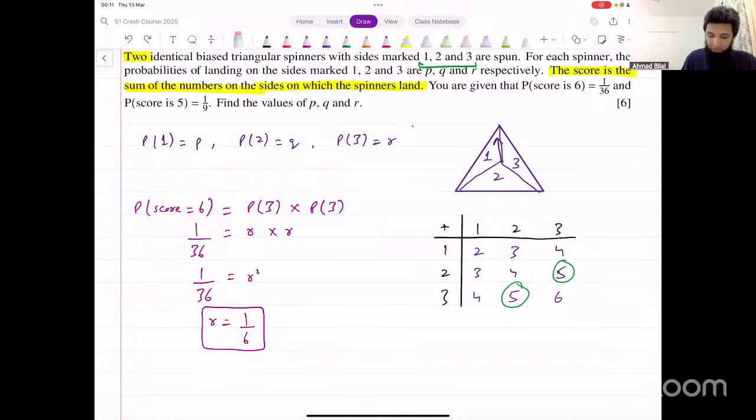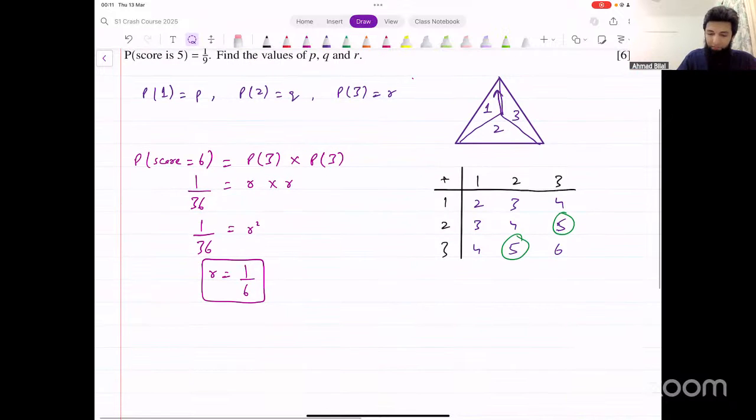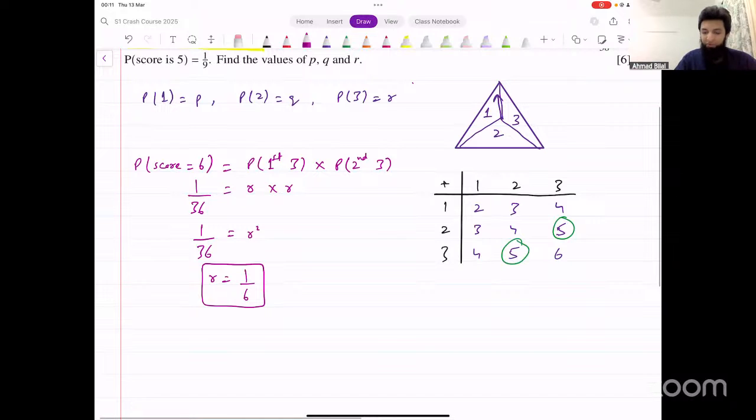Okay, so there's a question: why are we multiplying these R's? Let me write it like this. Probability that the first spinner gives us 3 and the probability that the second spinner gives us 3. Only then the score can be equal to 6, right? That the first spinner gives us 3 and the second spinner gives us 3. The probability of 3 is R. For both the spinners, R times R, right? So that gives you R squared. Makes sense, right? Okay, good.